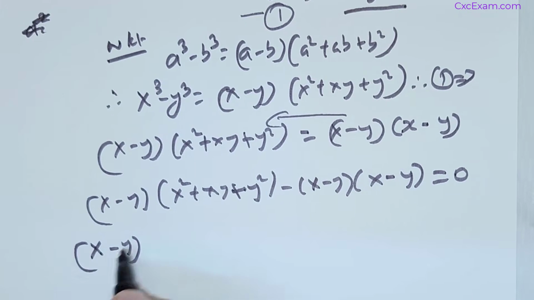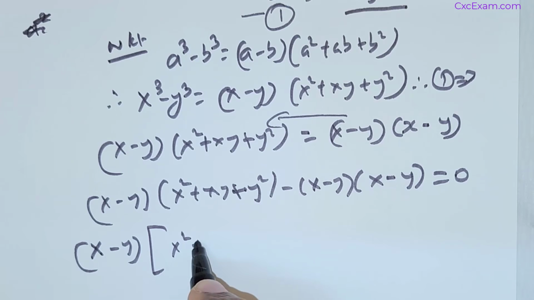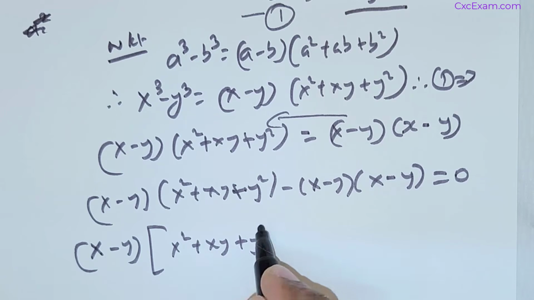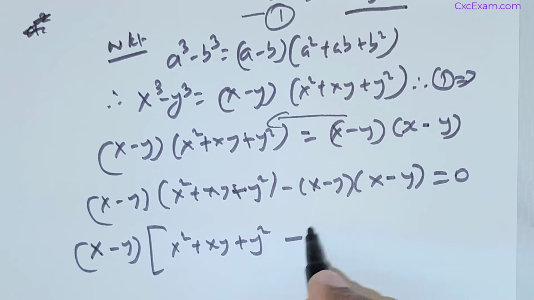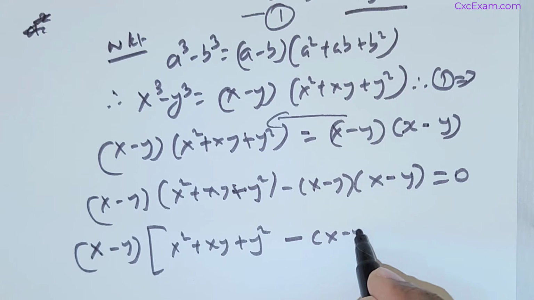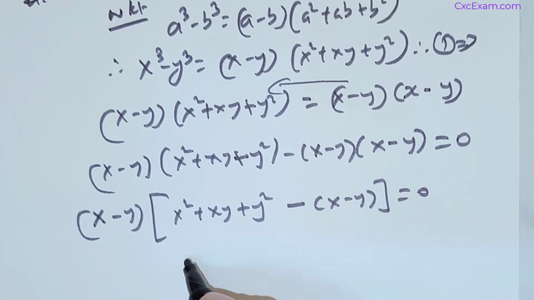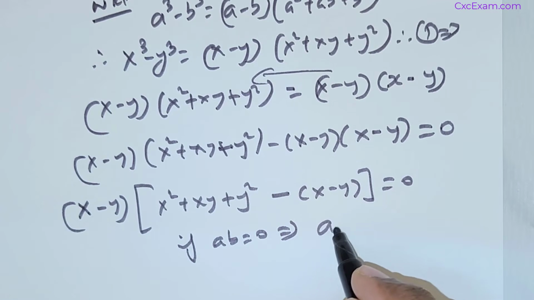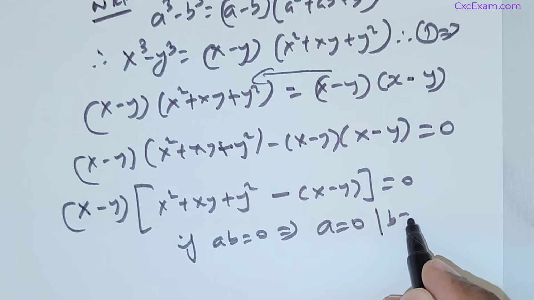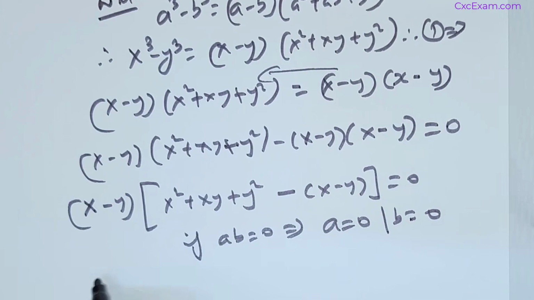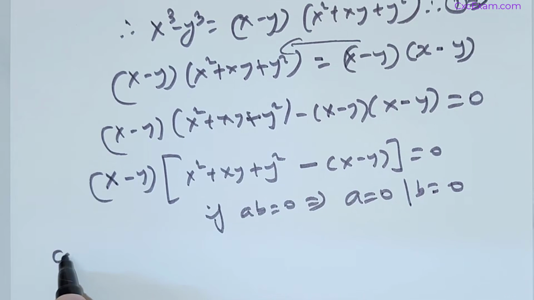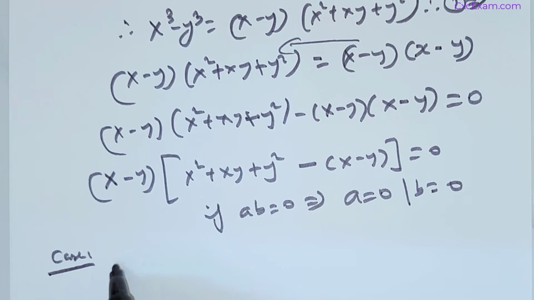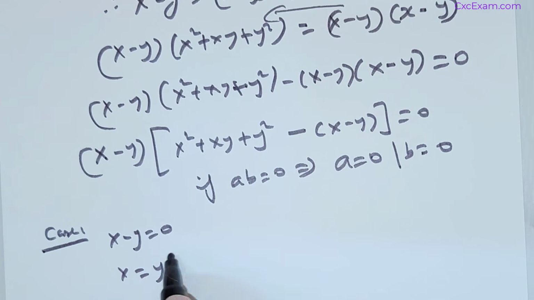Now I can take (x minus y) out and I will get (x squared plus xy plus y squared), followed by minus (x minus y), is equal to 0. Now from algebra, if ab is equal to 0, this means a is equal to 0 or b is equal to 0. So we have two cases. Case 1, x minus y is equal to 0, which means x is equal to y.